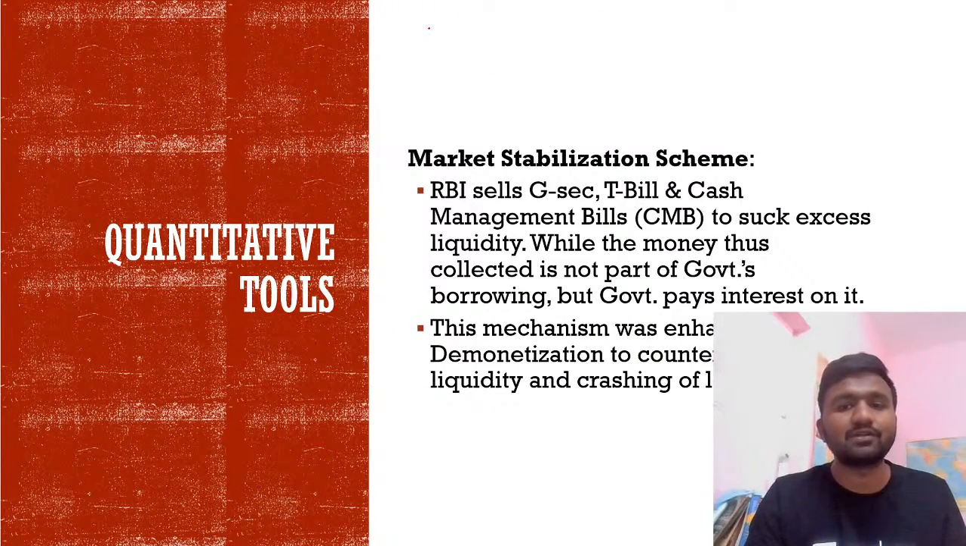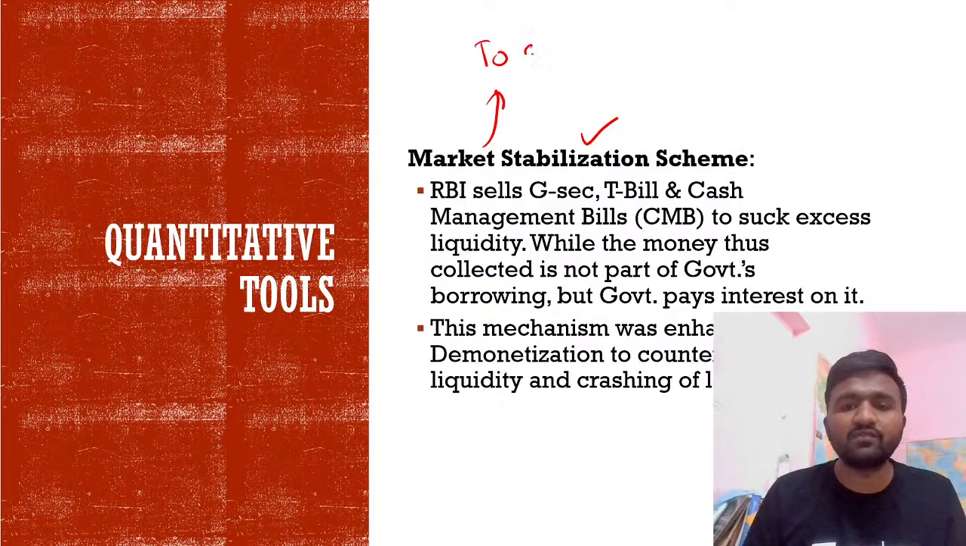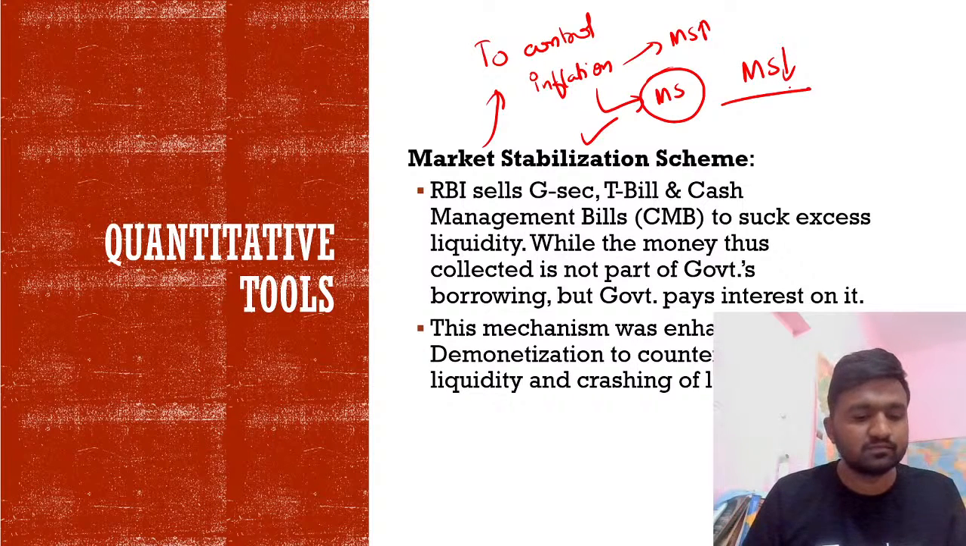Another and last quantitative tool is the market stabilization scheme. We introduced this to control inflation. Whenever there is inflation, there is more money supply in the market. To control inflation, that is, to decrease the money supply, we use the market stabilization scheme. This is all about monetary aggregates and quantitative tools of monetary policy.